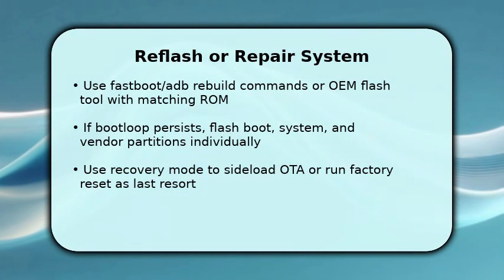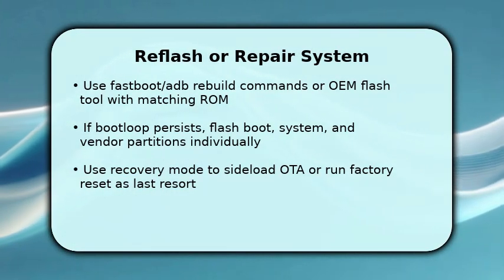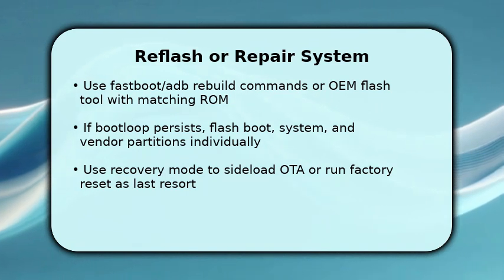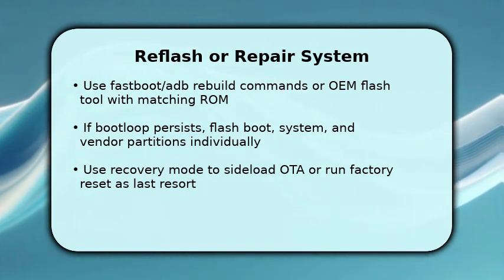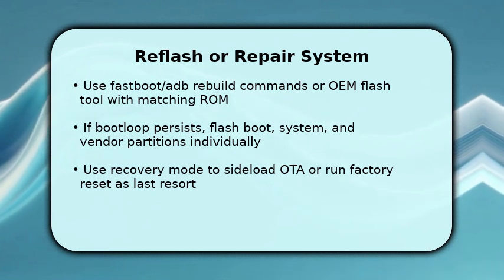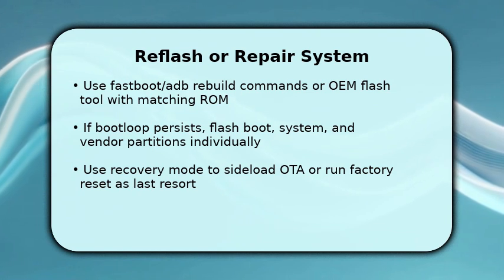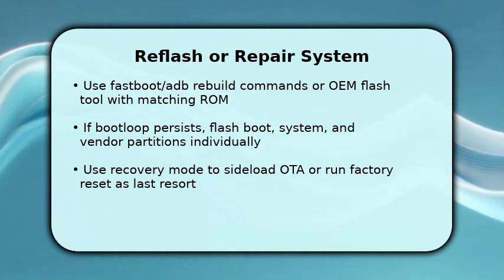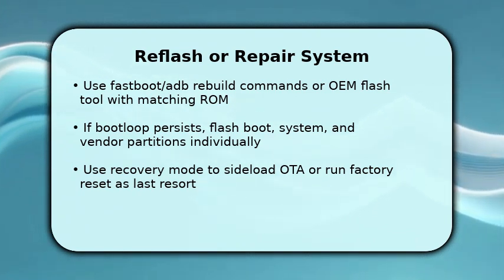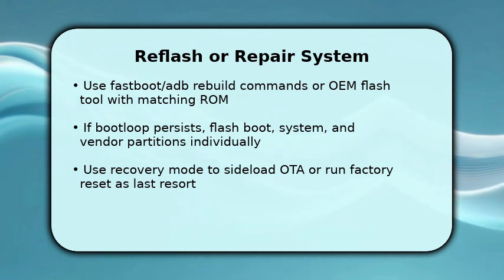You now reflash or repair the damaged partitions. First, boot into fastboot and flash the recovery and boot images, then write the system and vendor partitions to match the ROM. If OTA sideload is available in recovery, use ADB sideload to apply the package because it preserves some configs. Make sure to verify checksums before flashing.